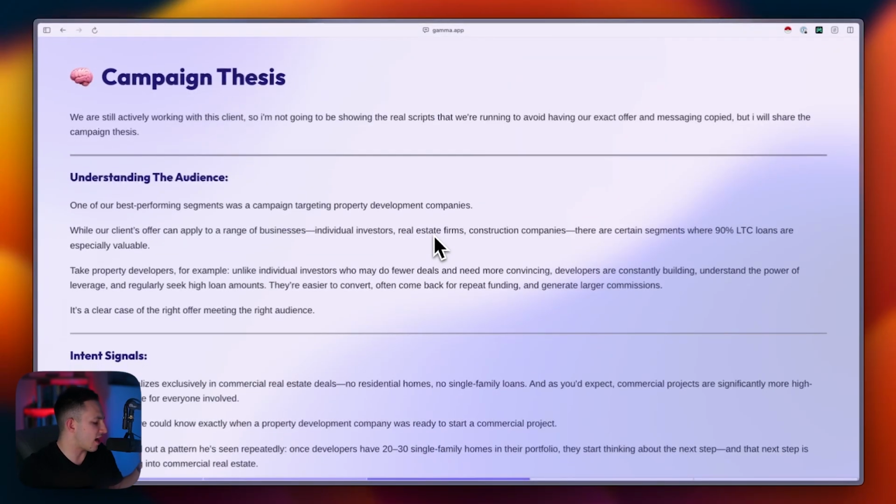Now, this is going to be the most valuable part of this presentation, hands down. Since we are still actively working with this client, I'm not necessarily going to show you the actual campaigns that we're running, including the scripts and the offers and how we set everything up, because I would just be creating unnecessary competition. I'm also assuming the majority of you guys watching probably own a lending company, and a lot of you probably do something similar to my clients. So it'd be very unwise for me to just give away the secrets, right?